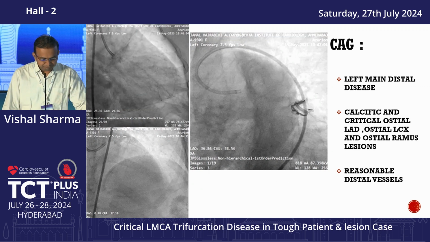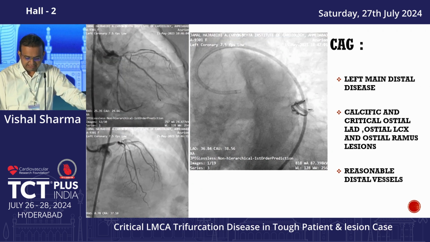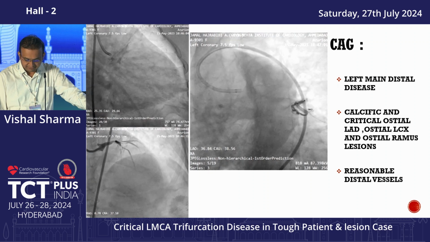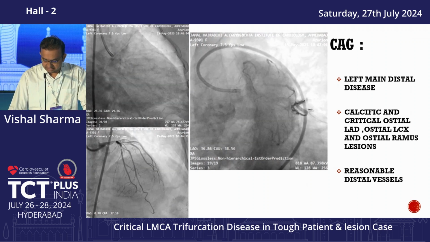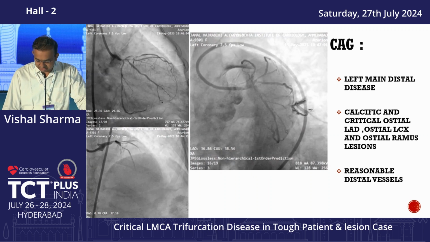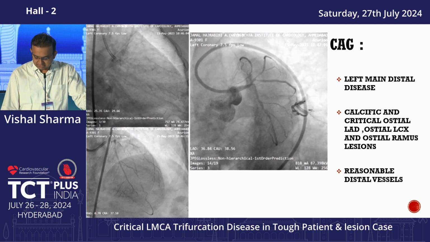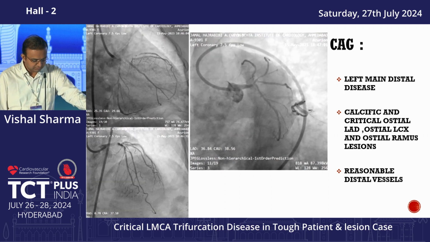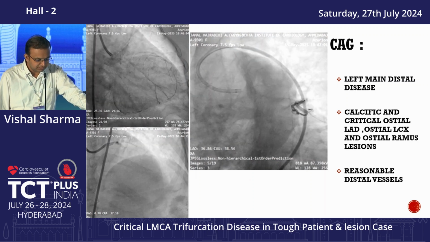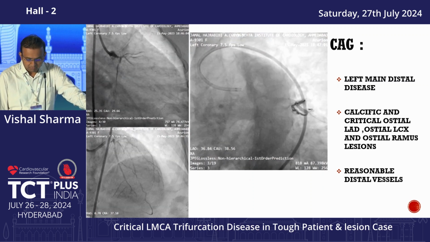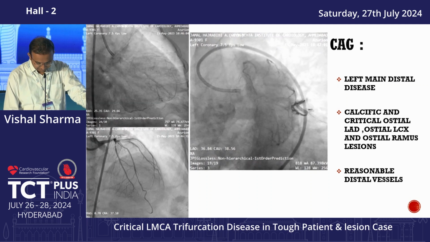So this was the angiogram. As we can see, the left main distal had quite a lot of calcific disease. There was calcific and critical ostial LAD, ostial LCX, and ostial ramus lesion. The distal vessels were reasonably sized and of fair diameter, but the patient had rejected the plan of CABG. The RCA also had moderate and calcific disease in the mid part.